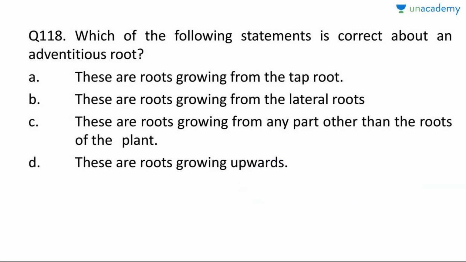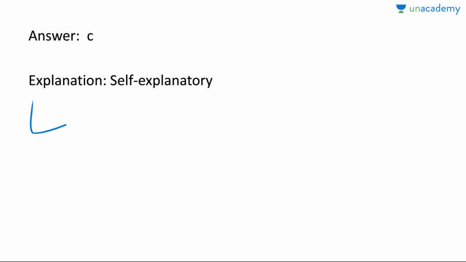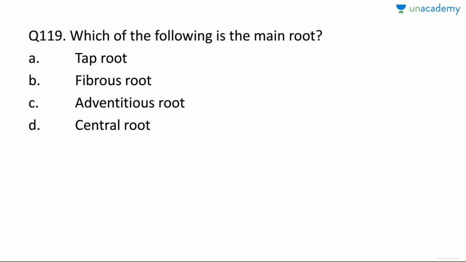Question number 118. Which of the following is correct about an adventitious root? So basically adventitious roots are roots which are growing from any part other than the roots of the plant. So any root which grows from any part of the plant which is not the roots itself is called an adventitious root. So the answer here is C. It is very self-explanatory.